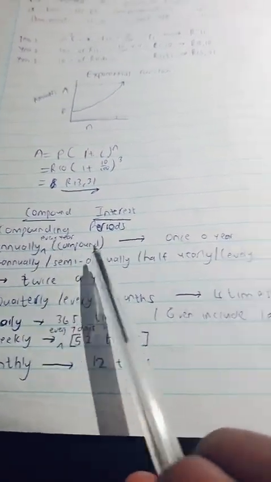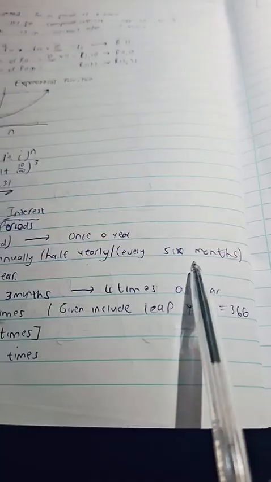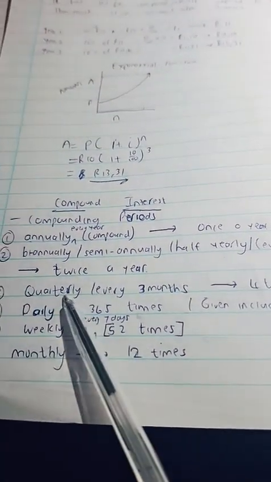Then we looked at compounding periods. When compounded annually, it's once a year. Compounded biannually, semi-annually, or half-yearly, it is twice a year or every 6 months, but twice is more specific.